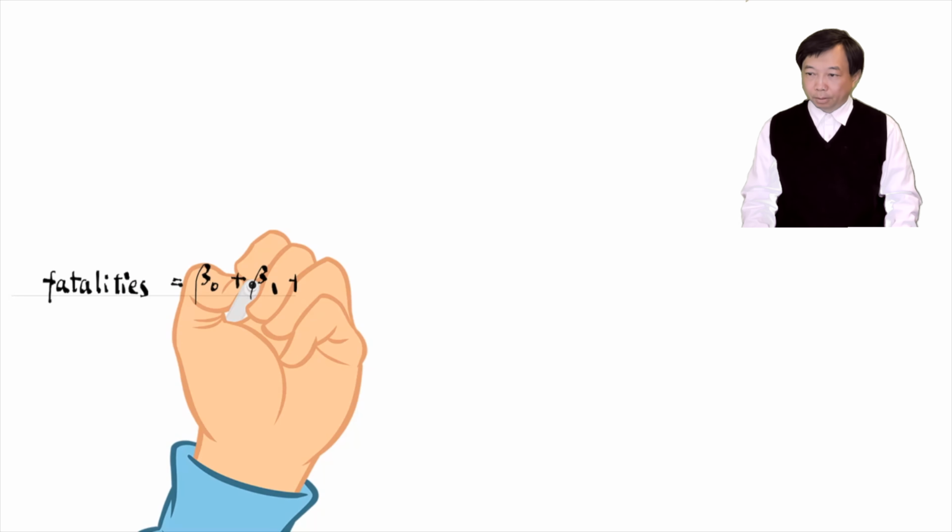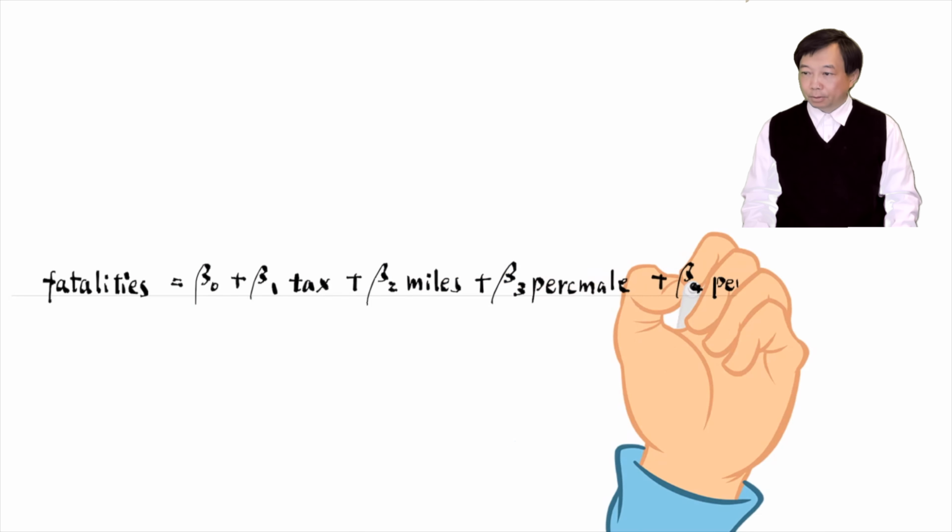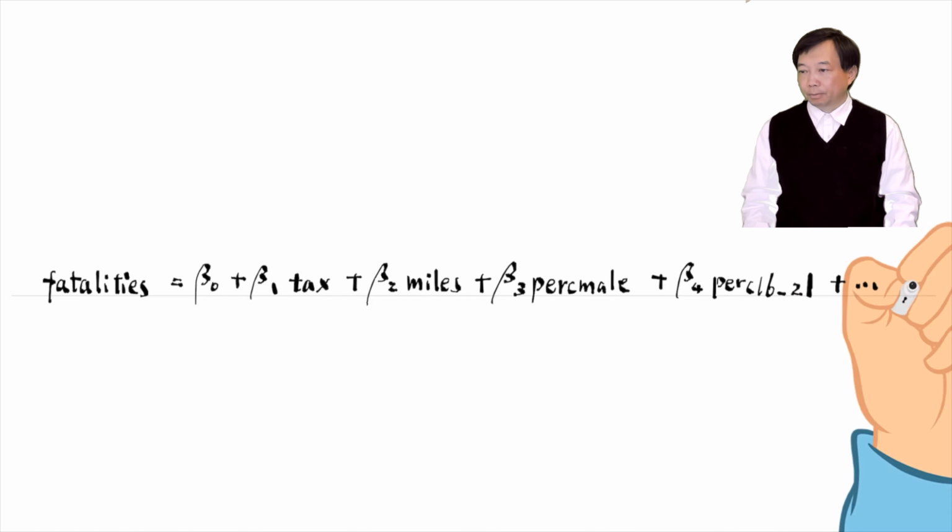Consider this model relating beer taxes to traffic fatalities. We regress state traffic fatalities on the state beer tax and control variables, including total miles driven, the percentage of the state population that is male, and the percentage of the population between ages 16 and 21. The coefficient beta 1 captures how an increase in the beer tax reduces the traffic death toll.